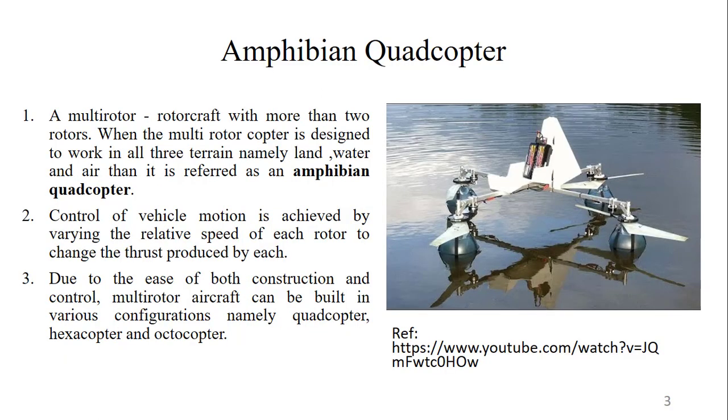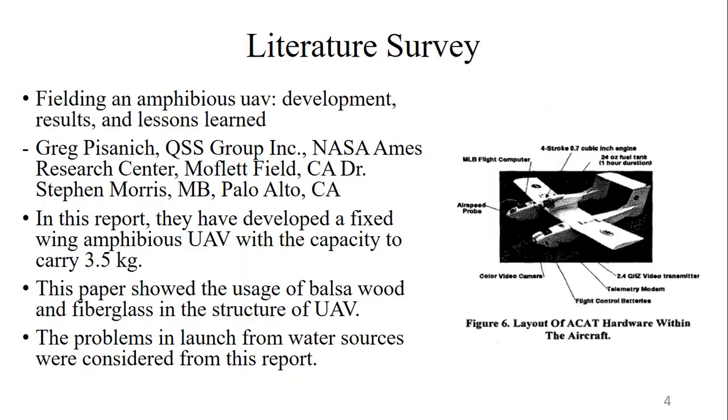The amphibian quadcopter, what does it mean? Basically, a quadcopter is a multi-rotor or rotorcraft which works on rotor-based propulsion. An amphibian quadcopter would mean something that is able to travel in more than one mode of transportation. That could be land and air, water and land, or sometimes three-mode transportation. In this, we are going to structurally design and analyze the amphibian vehicle.